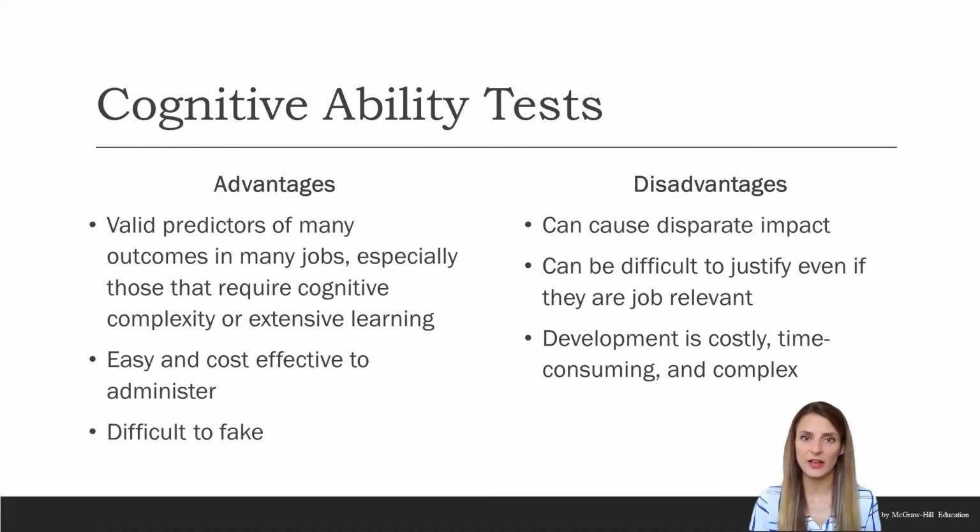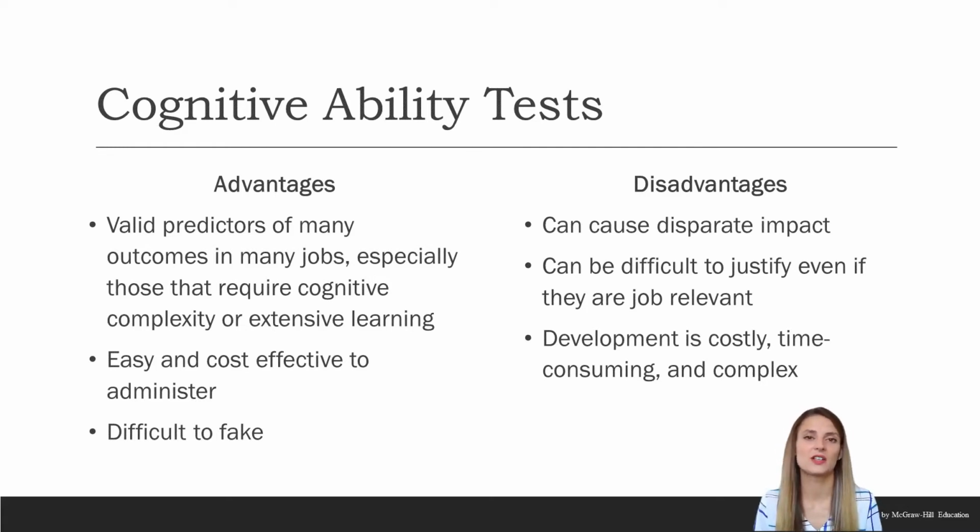Here's a summary of the advantages and disadvantages of cognitive ability tests. They are valid predictors across many jobs in many different industries. They are especially useful when the job requires complex cognitive thinking, or when the job requires extensive learning on the job. These tests are easy to administer. They've already been created. You buy them from another company. Sometimes that company even scores them for you. They can be a cost-effective strategy if you have the data, you have the numbers, and you can provide evidence that they actually save money as opposed to costing money.